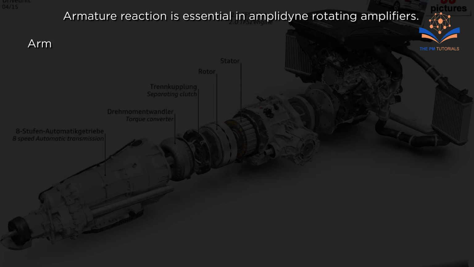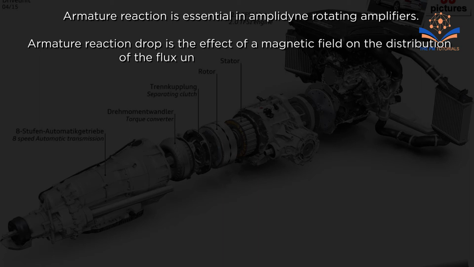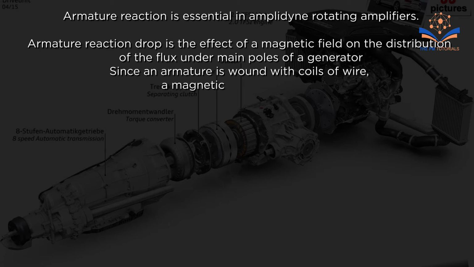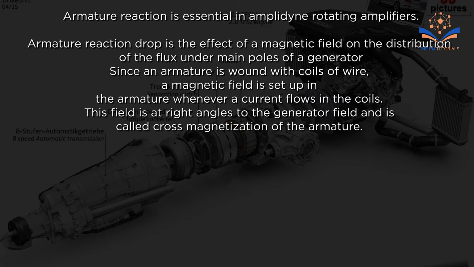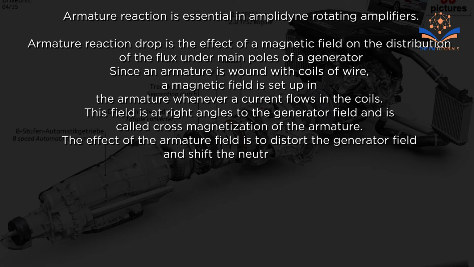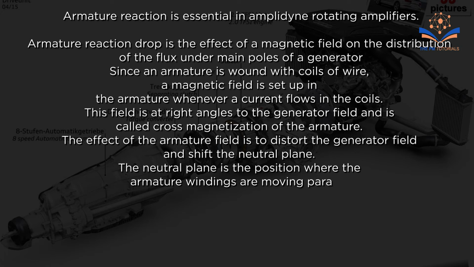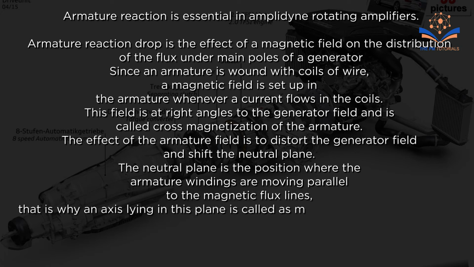Hence, we can say armature reaction is the effect of the magnetic field on the distribution of flux under the main poles of a generator. Since an armature is wound with coils of wire, a magnetic field is set up in the armature whenever current flows in the coil. This field is at right angles to the generator field, and it is called the cross magnetization effect of the armature. The effect of the armature field is to distort the generator field and shift the neutral plane.